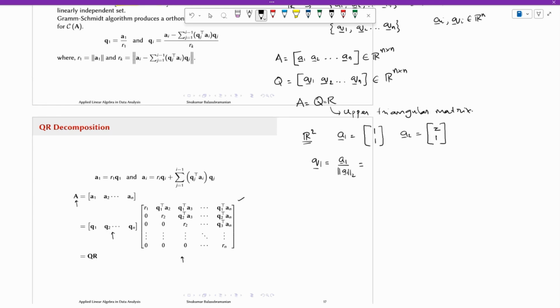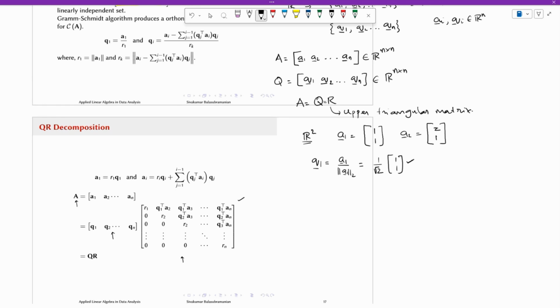It's not 2. Square root of 2. Right? That means you have 1 by root 2, 1, 1. You can verify that if you take the norm, the inner product of Q with itself, you'll get 1. Right? So that's our first.